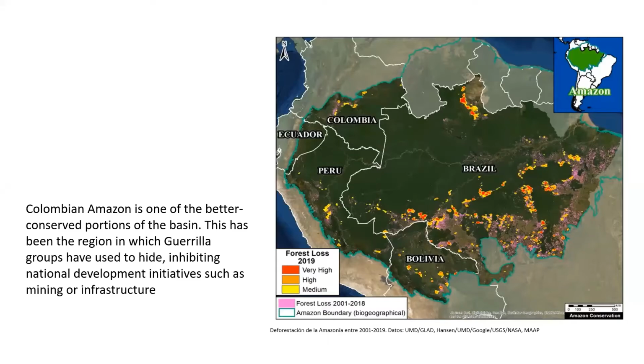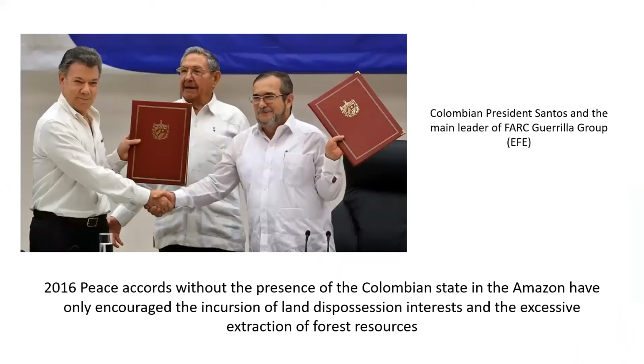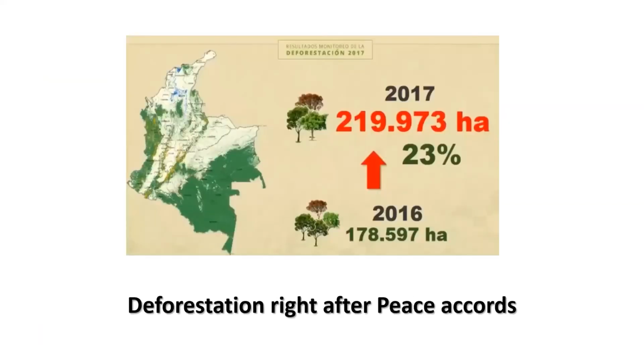The Colombian Amazon is one of the best conserved portions of the basin. This has been the region in which guerrilla groups have hidden, inhibiting national development initiatives such as mining or infrastructure. The 2016 peace accords, without the presence of the Colombian state in the territories previously occupied by guerrillas, have only encouraged the incursion of land dispossession and the excessive extraction of forest resources. After the peace process, deforestation in the Colombian Amazon has tripled.